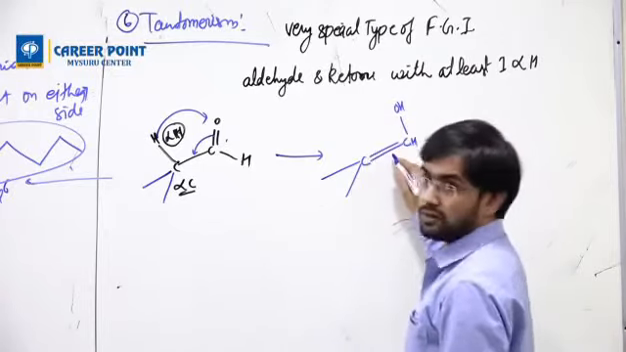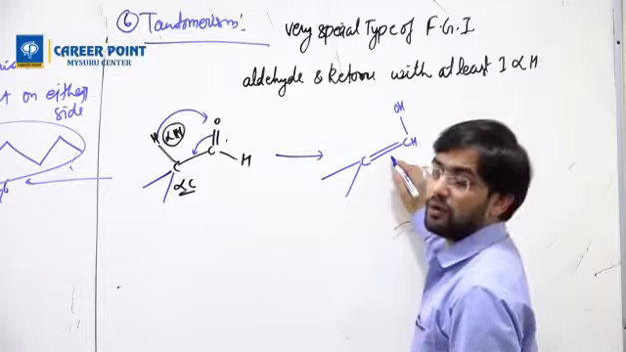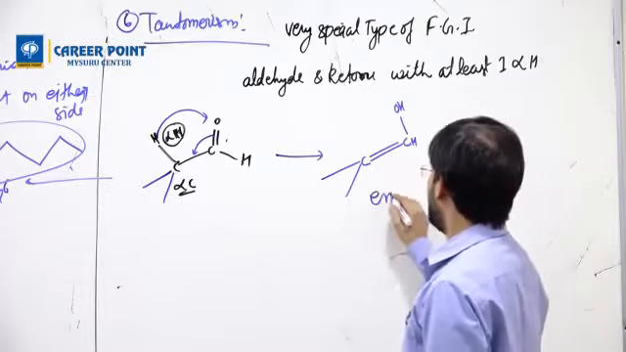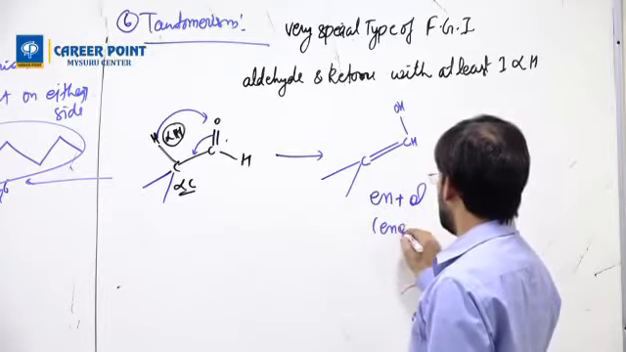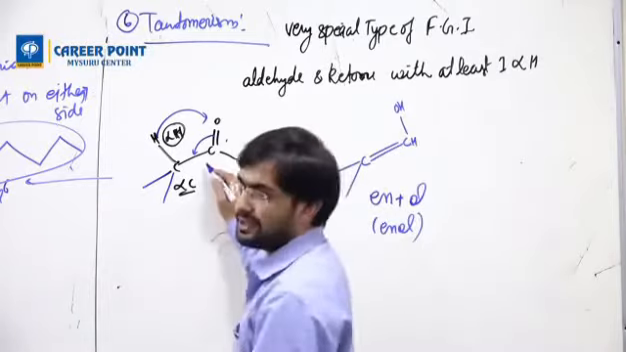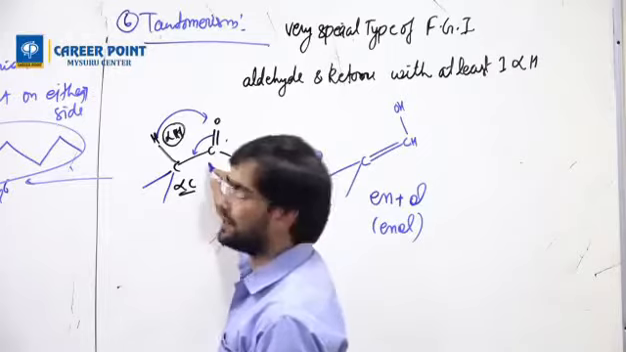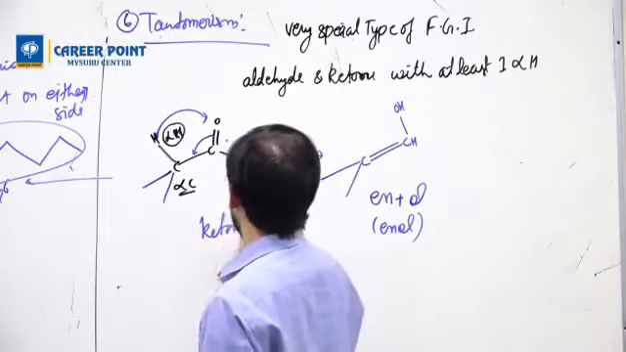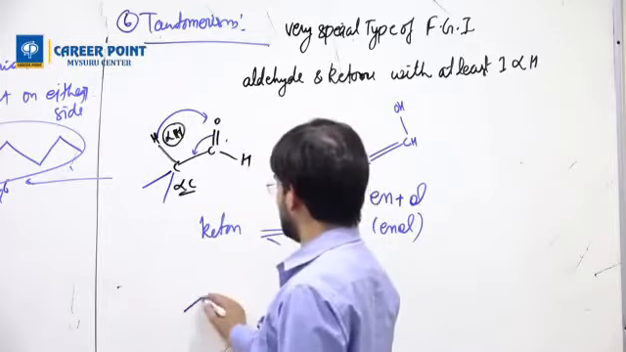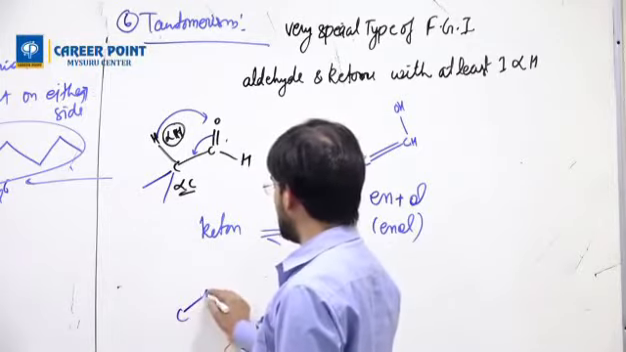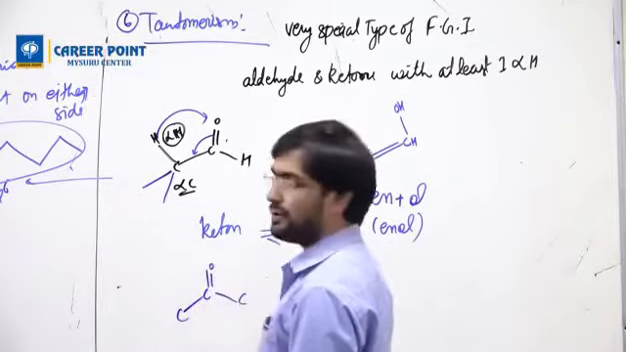This is a double bond. What is the primary suffix for a double bond? It's ene, plus ol. This is known as enol. Basically this is an aldehyde, but it can also be done for a ketone. So this becomes keto-enol tautomerism. For keto, we'll do it like this: carbon, carbon double bond O, carbon. This is a ketone.